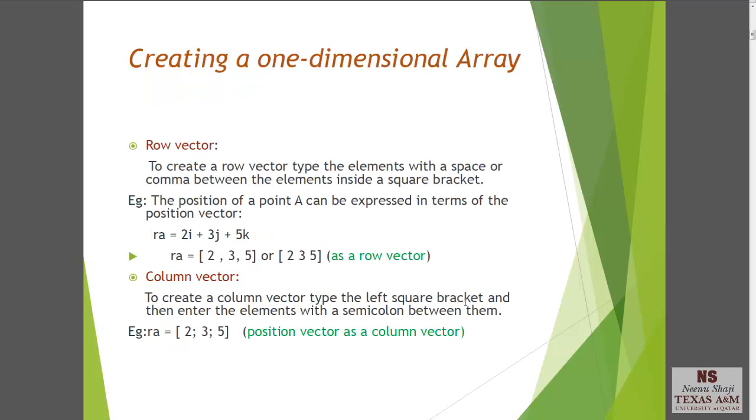Here we have a row vector, RA equal 2i plus 3j plus 5k. To represent RA in MATLAB, we can put the elements between square brackets separated with commas, or you can separate the elements with space. Second, we have a column vector. The same RA equal 2i plus 3j plus 5k is represented as a column vector with a semicolon separating the elements.